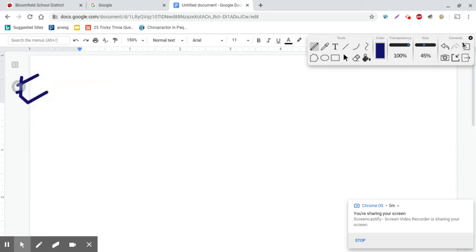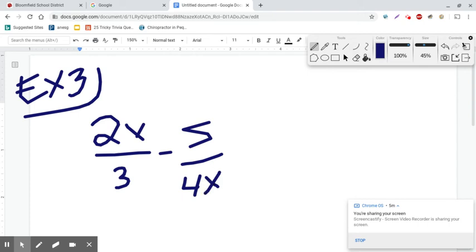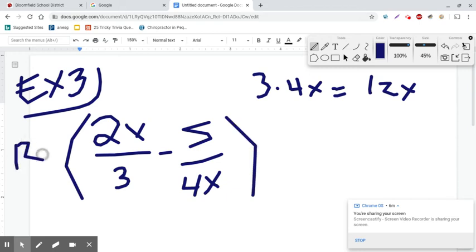Example 3. All right, the difference between this example and the other ones is now we are going to add a little bit more variables to this equation. We're going to actually have 2x over 3 minus 5 over 4x. Okay, so now we're going to do 3 times 4x, right? Those are my denominators, which gives me 12x. That means I'm multiplying this whole thing by 12x.